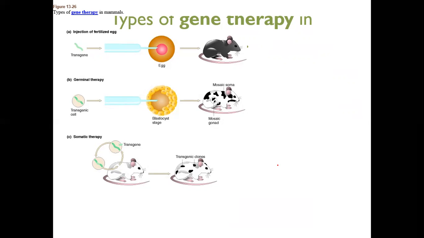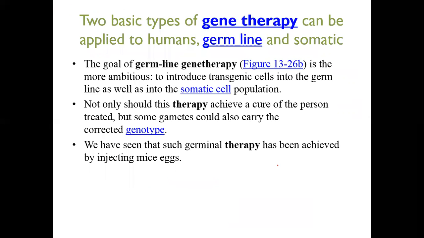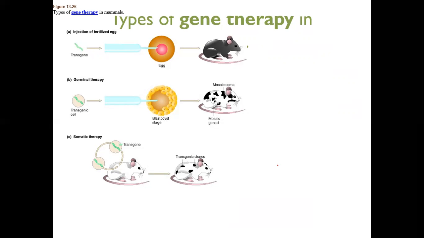In injecting the fertilized egg, we take our gene of interest and inject it into the egg of the mouse. In germinal therapy, we take the transgenic cell and insert it into the blastocyst stage, which will make mosaic gonads, whatever the requirement, whether to make the somatic mosaic cells or the gonadal mosaic cells.